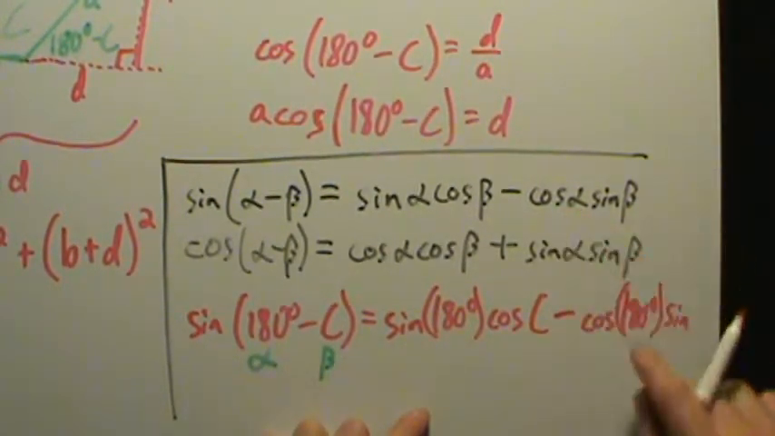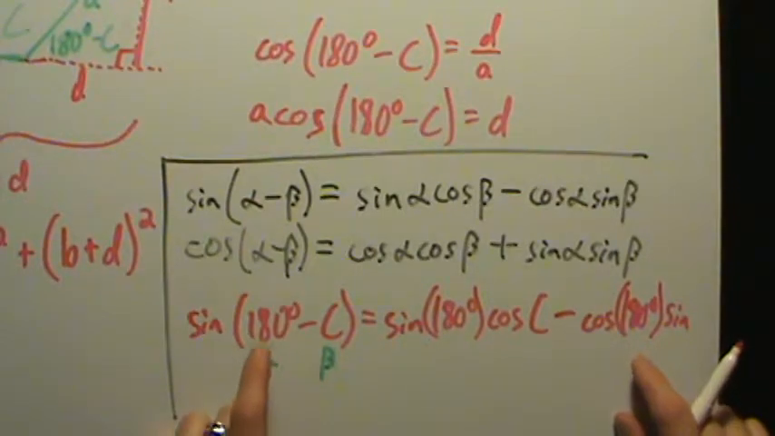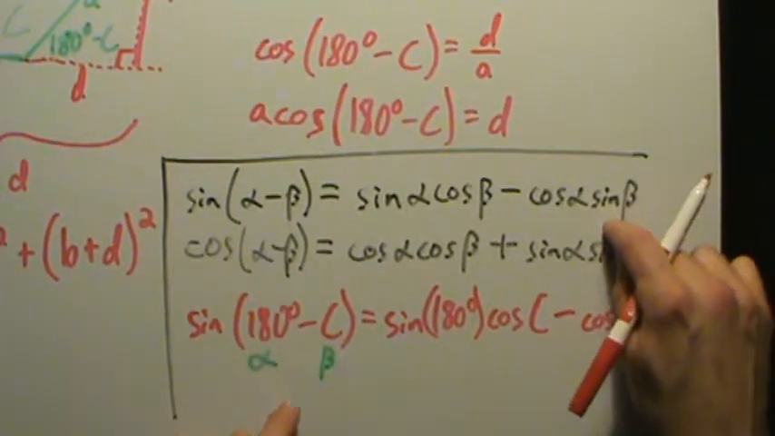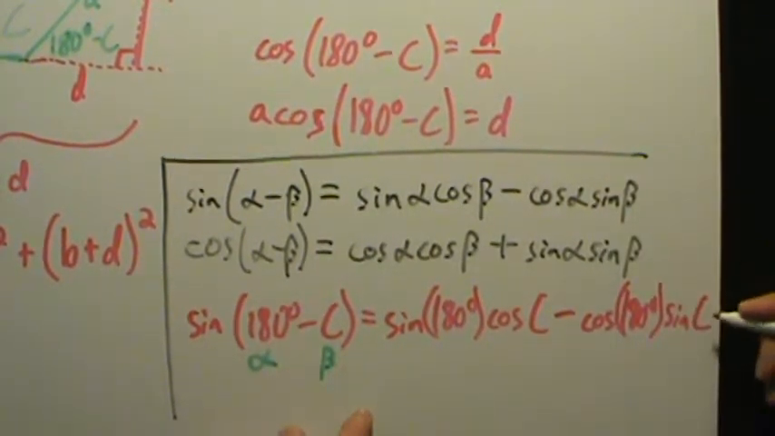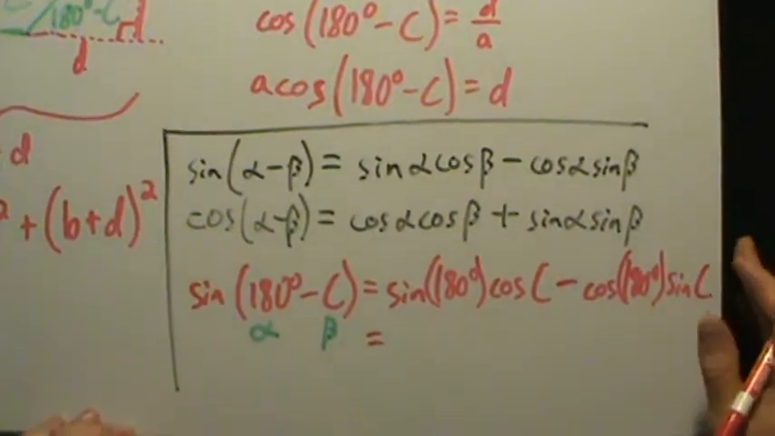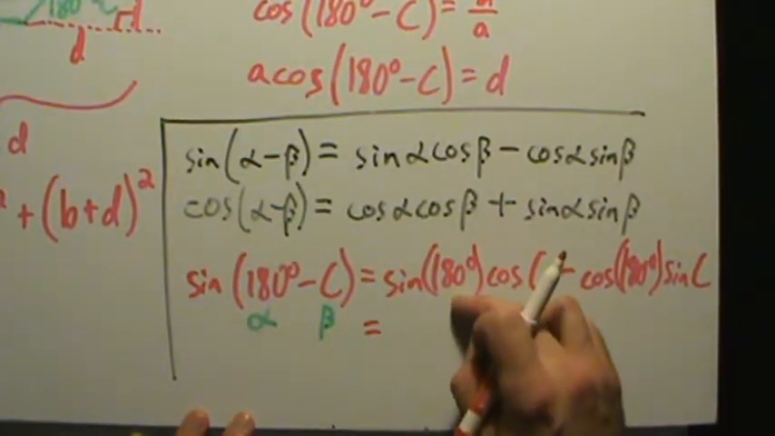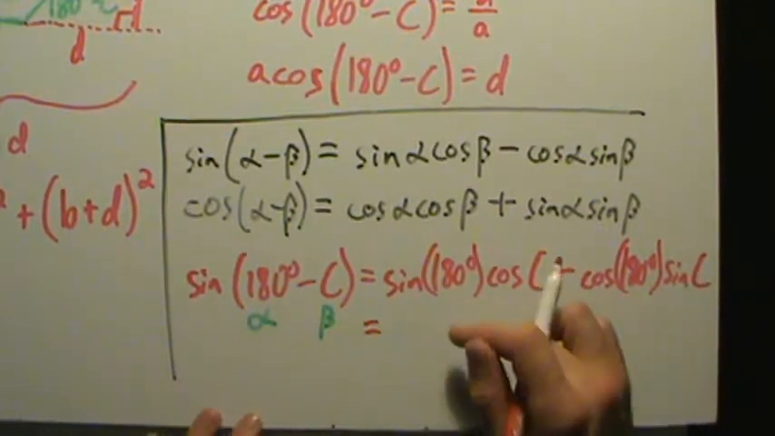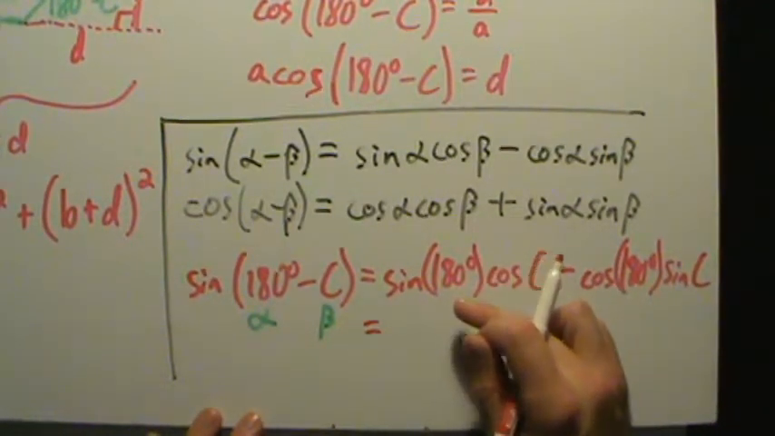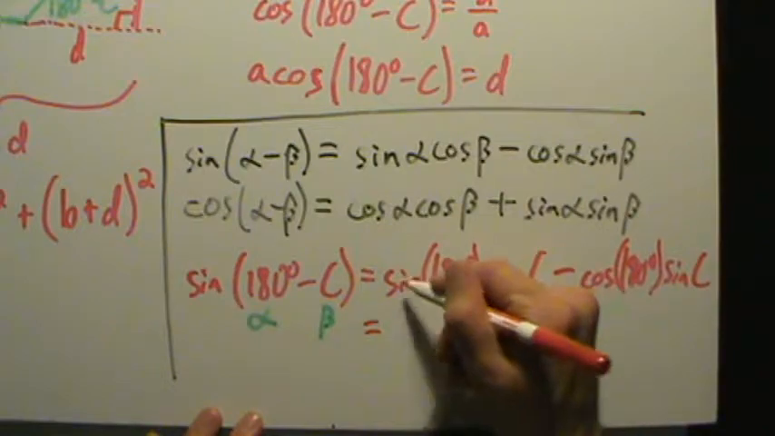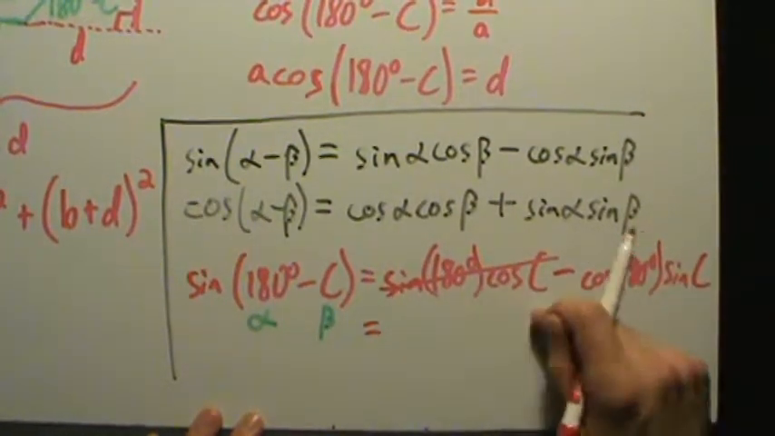Okay, cosine of alpha is cosine of 180 degrees, because 180 degrees is the alpha, and then times the sine of beta. Beta is just C, that's sine of C. Now we have to think about the unit circle. Sine of 180 degrees, that's pi radians, so if it's easier to think about that, sine of pi is 0. So this whole term is 0. Okay, 0 times cosine C is 0.